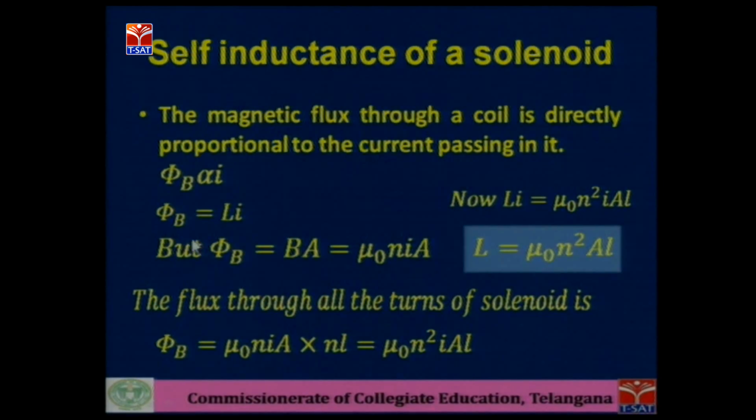Because we have calculated phi B is equal to L I, we substitute phi B is equal to L I here, L I is equal to mu naught n squared I A L, and cancelling I on either side, we get the expression for self-inductance of a solenoid. That is, self-inductance of a solenoid is equal to mu naught n squared A L, where n is the number of turns per unit length of the solenoid, A is the area of the cross section of the solenoid, and L is the length of the solenoid.